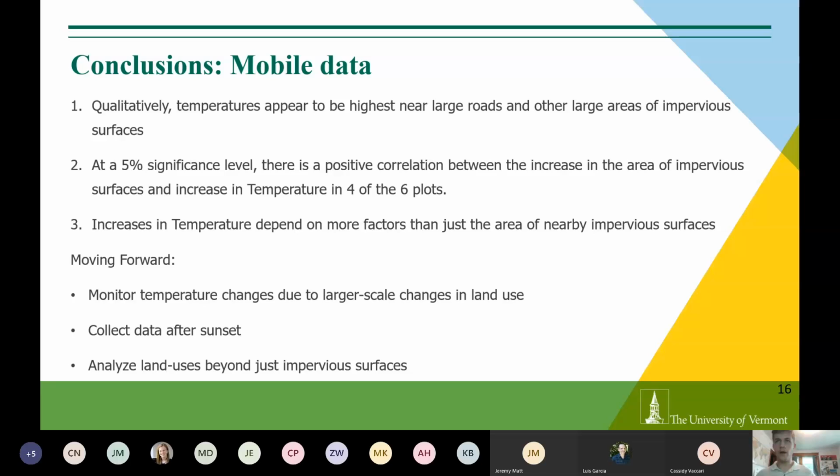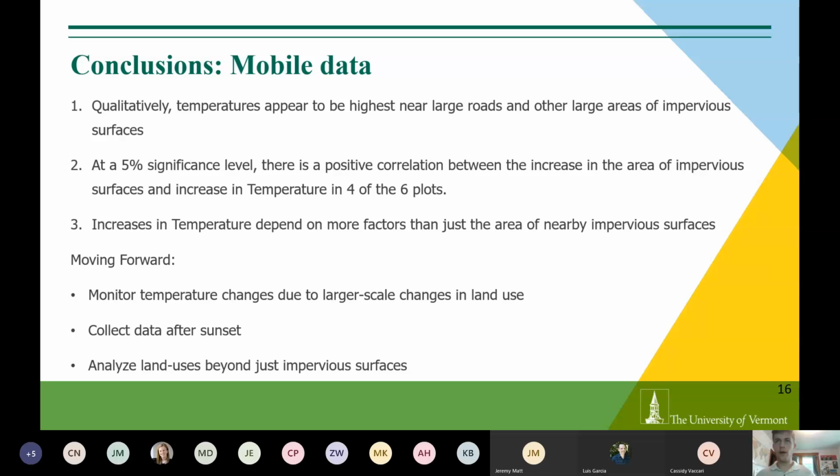So my conclusions are, quantitatively based on the images, temperatures appear to be highest near large roads and large areas of impervious surfaces, and at a 5% significance level, there is a positive correlation between the increase in the area of impervious surfaces and increase in temperature in 4 of the 6 plots.